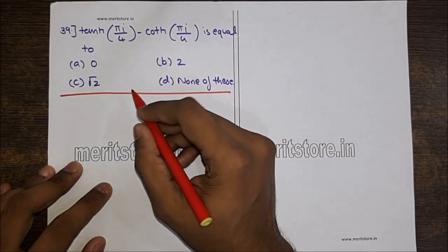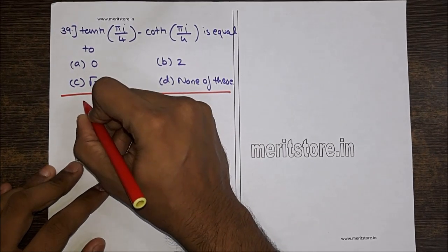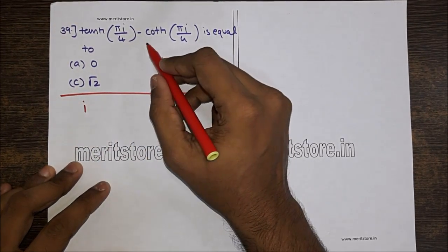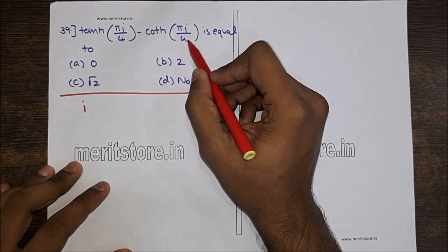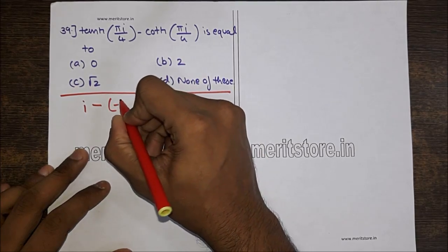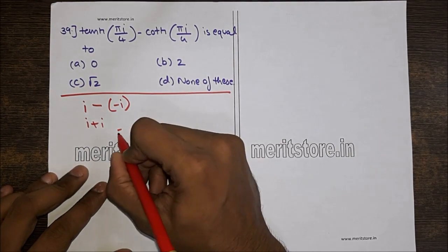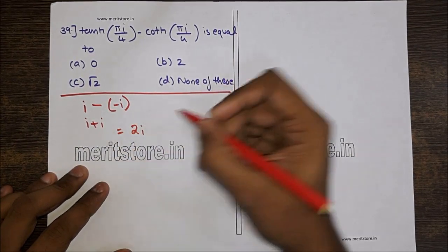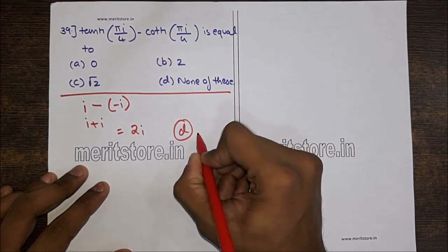Solving for tan hyperbolic pi I by 4 gives us I, and solving for minus cot hyperbolic pi I by 4 gives us minus of minus I, which gives us I plus I, which is equal to 2I. Since it's none of these, it's option D.